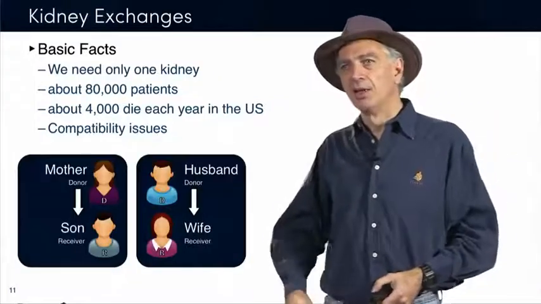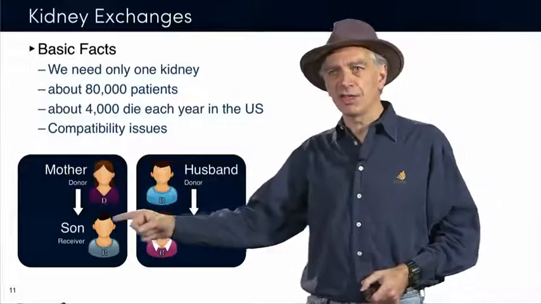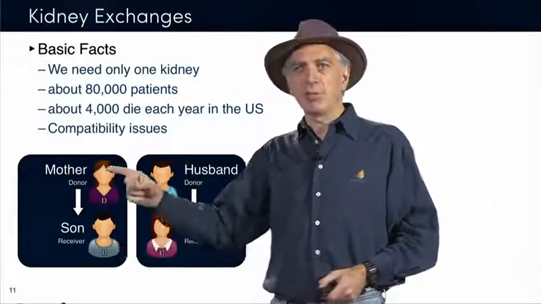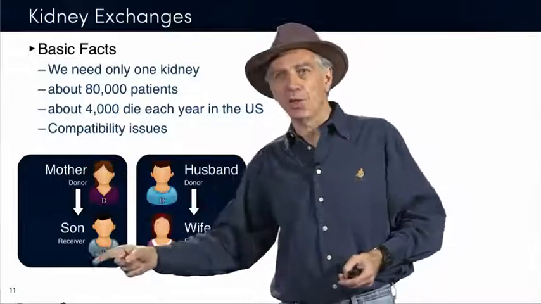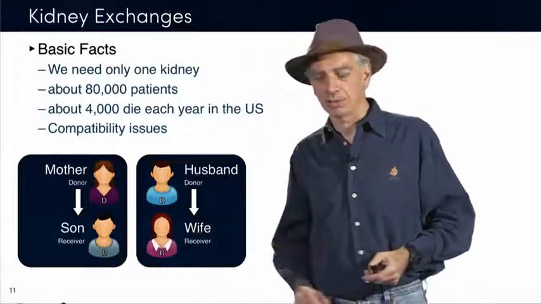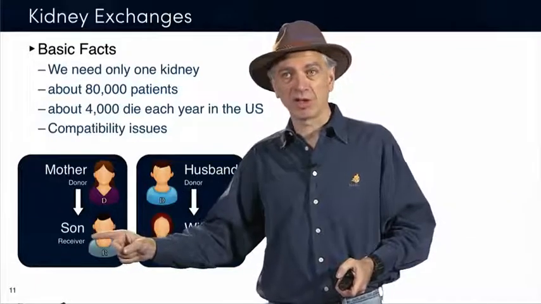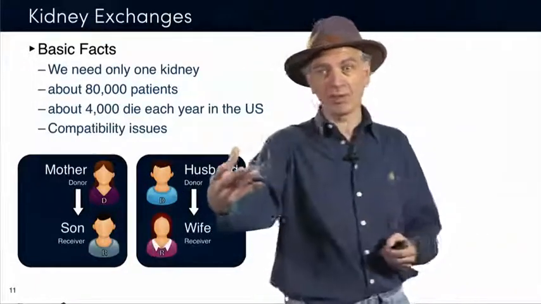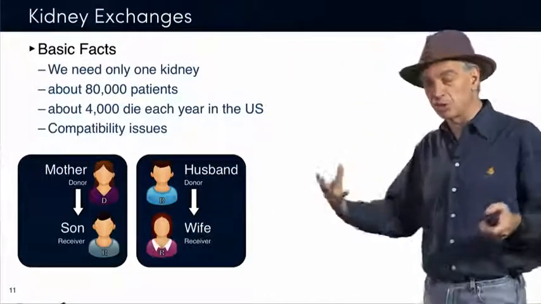Essentially, what you see over there is a mother and a son, and the son needs a kidney. And the mother, obviously, being a mother, is willing to give one of her kidneys to the son. But the problem here is that she may not be compatible with her son. She may not be able to give her kidney such that the son is going to accept it. The son would reject it.